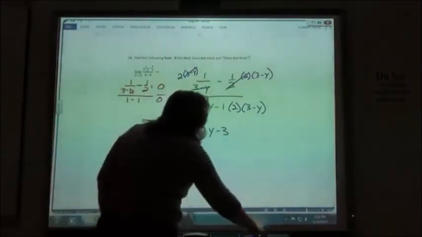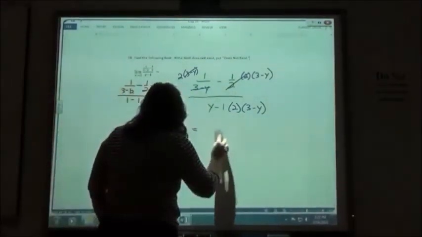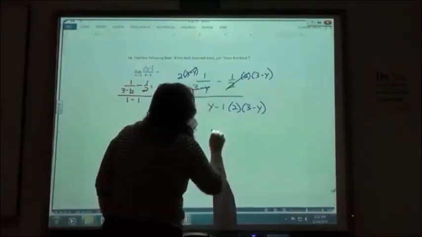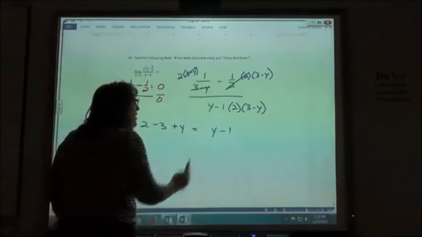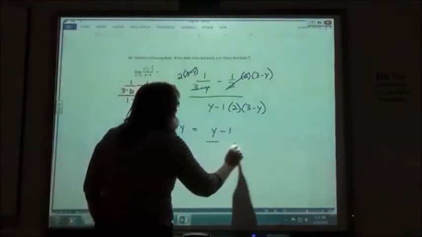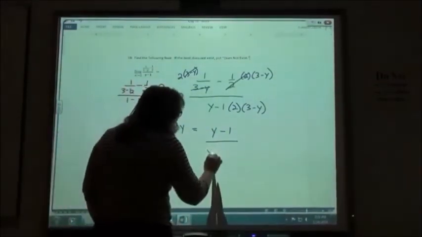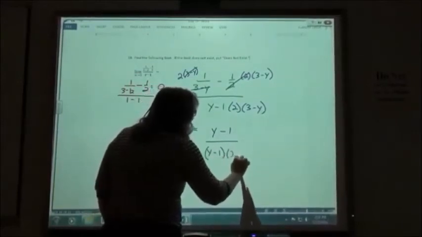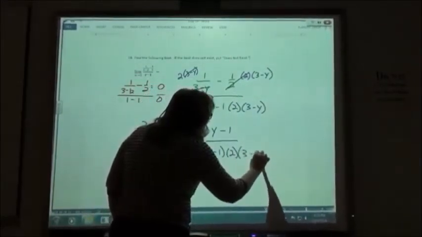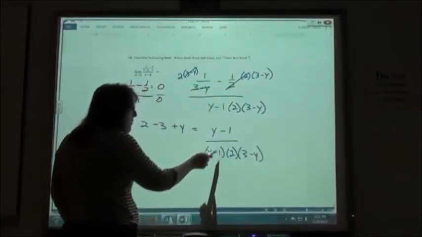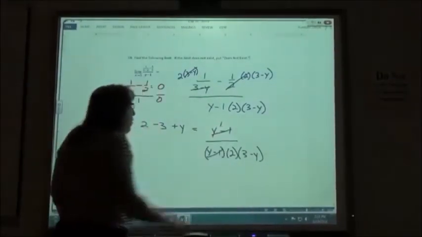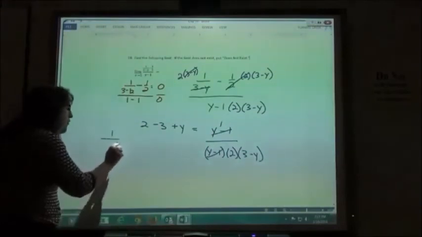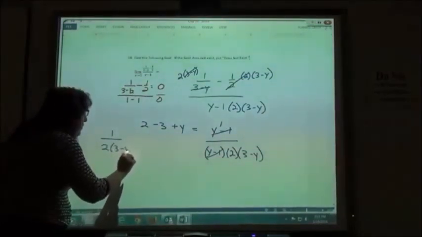No, not y minus 3. I'm going to have y minus 1. Y and 2 minus 3 would be minus 1. So I have y minus 1 on the top. On the bottom, I have y minus 1 times 2 times 3 minus y. So here, I have a y minus 1 that I can cancel out. That makes that 1. So I have 1 over 2 times 3 minus y.